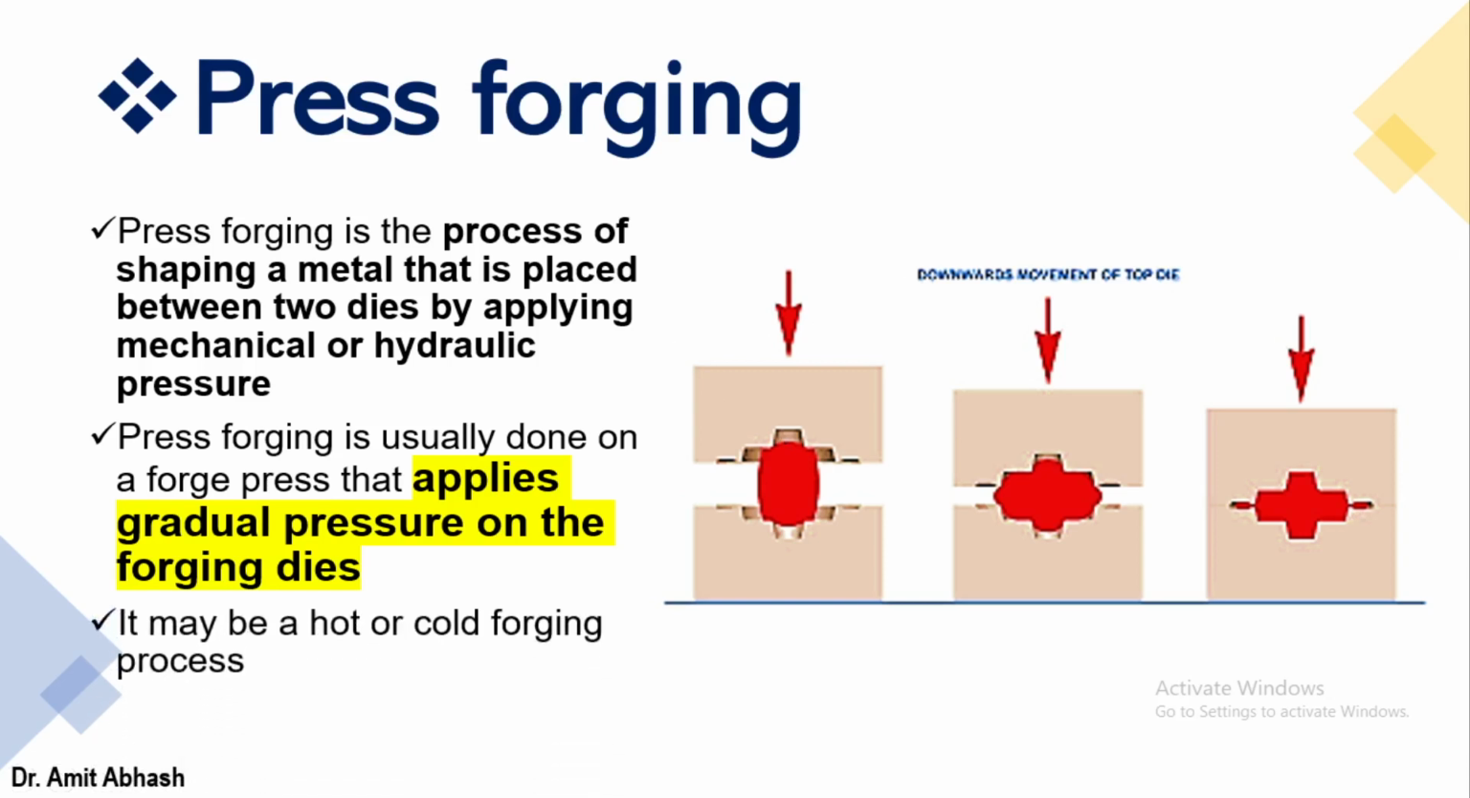The next point is that it may be a cold forging or hot forging process. As I told you, this will depend on the temperature of the workpiece, whether you have selected the workpiece above the recrystallization temperature, or 75% of the melting temperature of the metal, or you are working at low temperature, meaning room temperature. So that will depend. So this was regarding the press forging operation.